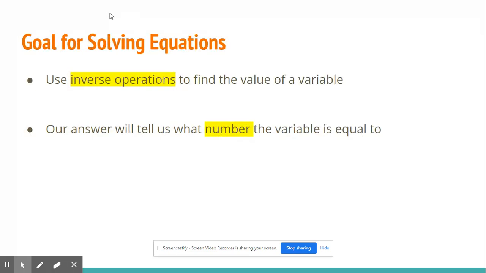The goal for solving equations is to use inverse operations to find the value of a variable. Our answer will tell us what number the variable is equal to.